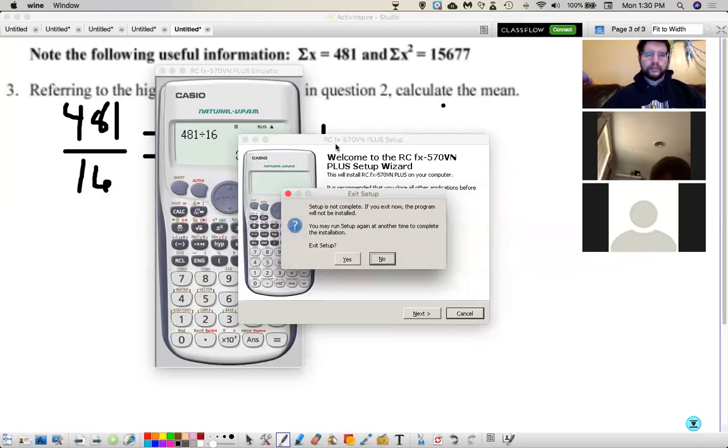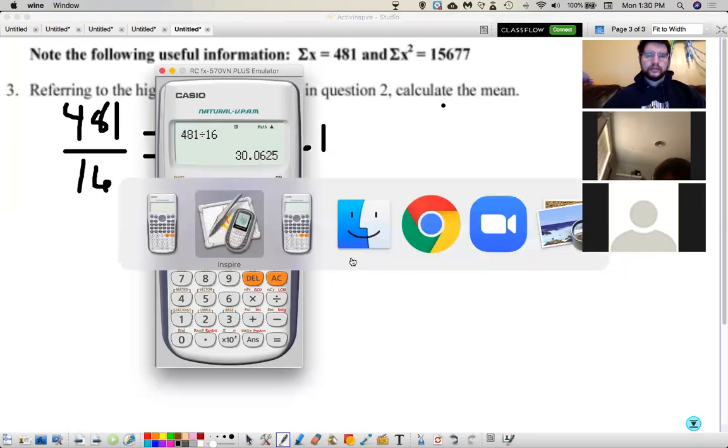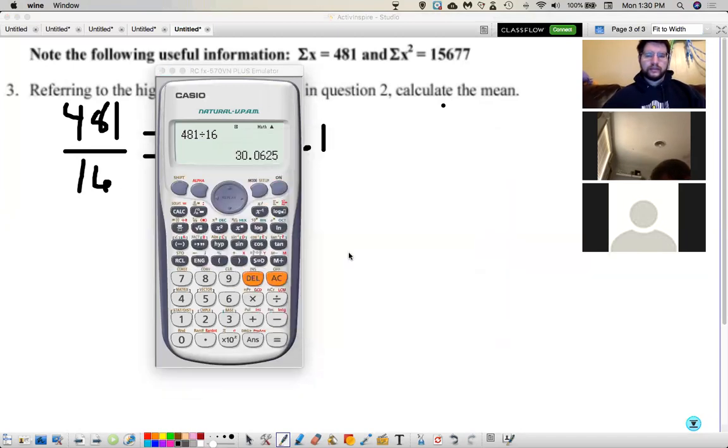I have 3 Casios up, of course. Exit. Okay.